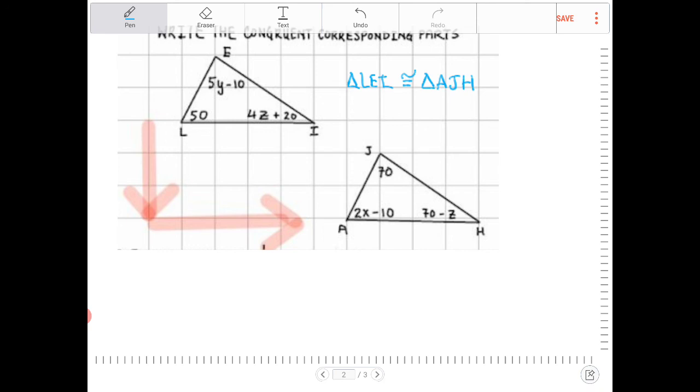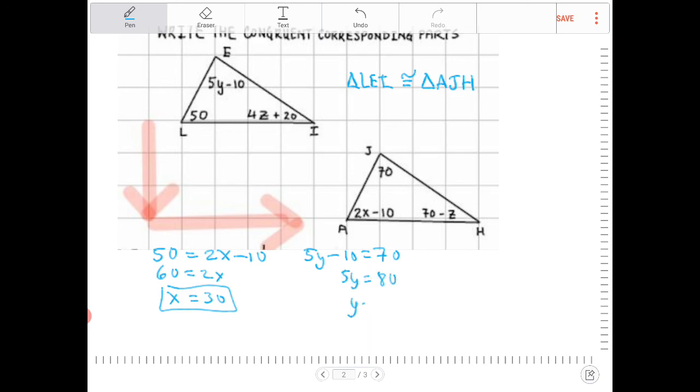Okay, so I know that L corresponds with 50, which corresponds with 2x minus 10. Add 10 to both sides, I get 60. Divide by 2, x is equal to 30. 5y minus 10 is equal to 70. Add 10 to both sides, 5y is equal to 80. Divide by 5, y is equal to 16.